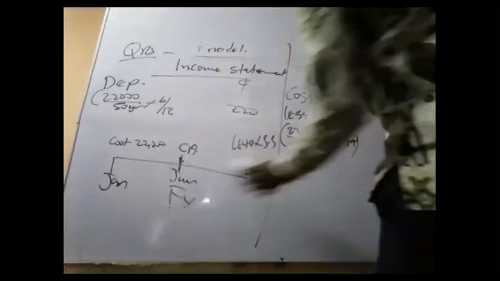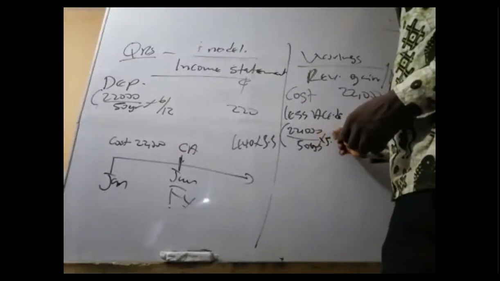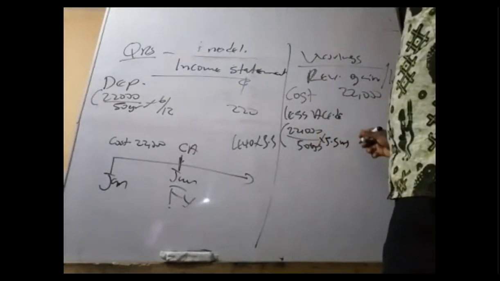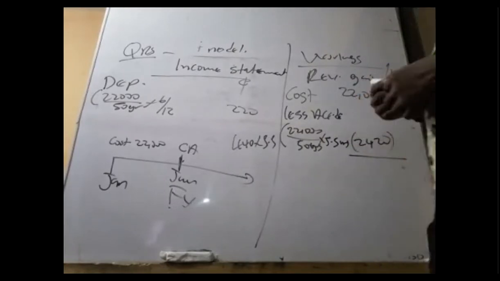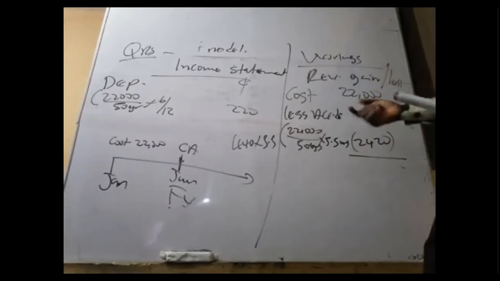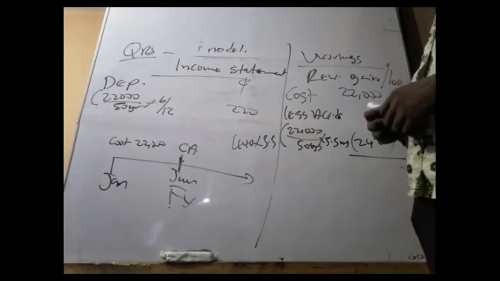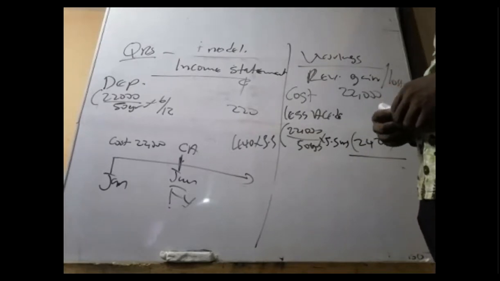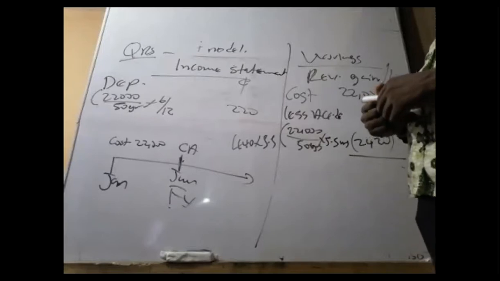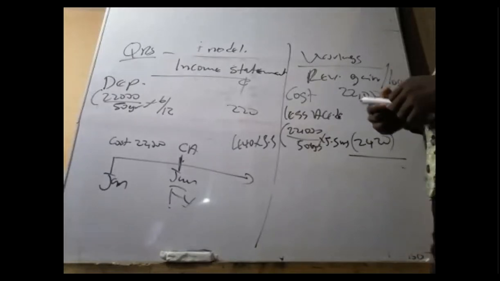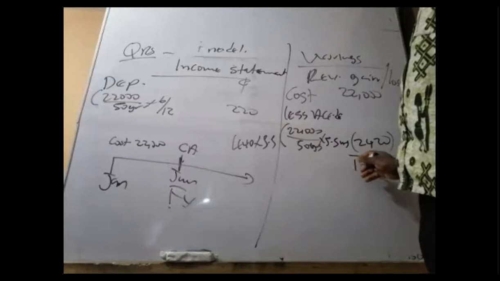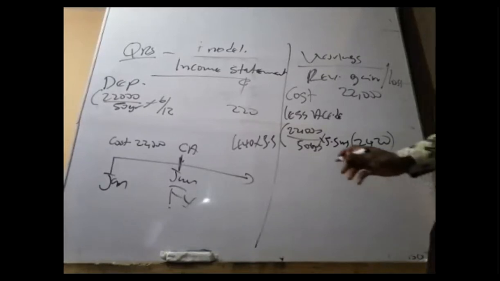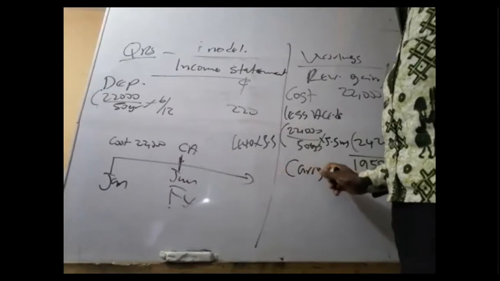So basically the answer is 2,420. So what's the carrying amount? Therefore the carrying amount will be 19,580, right? Okay, so 19,580. This is the carrying amount at the date.